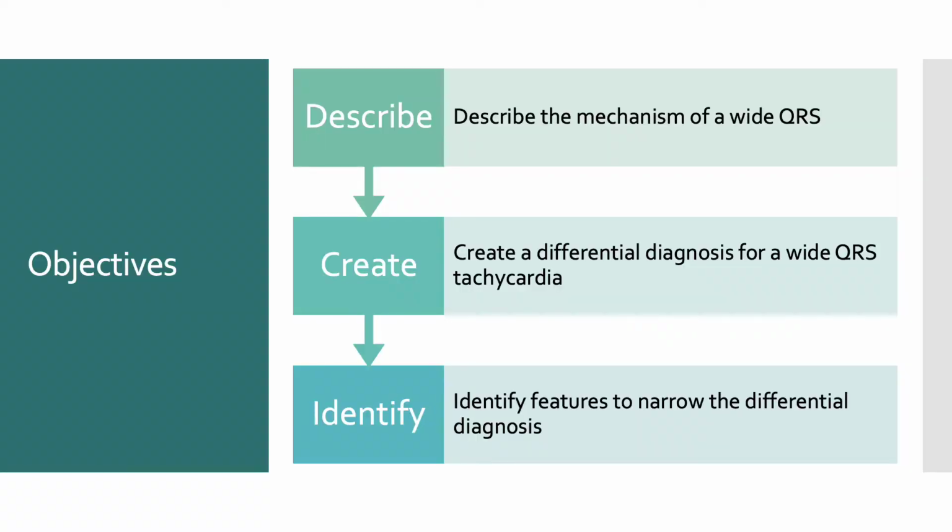The approach we'll take is the same approach used for any internal medicine problem. We identify the problem, which in this case is a wide complex tachycardia, and we will explore what makes the QRS wide and what makes it narrow. We'll create a differential diagnosis list and use features of the tracing to narrow the differential diagnosis.